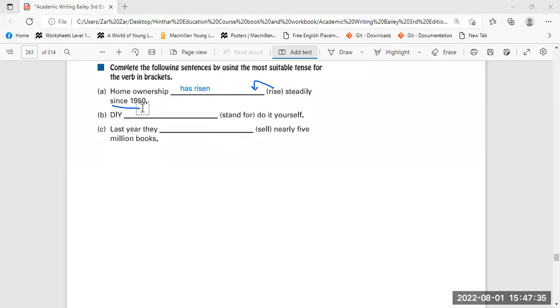Okay, B. DIY stands for do it yourself. So in this condition, we don't need to think about the tenses, right? It is simple present. But DIY is just one word, so we have to say stands for. How about C? Last year, they sold, yes, so this is talking about last year, nearly 5 million books, yes.